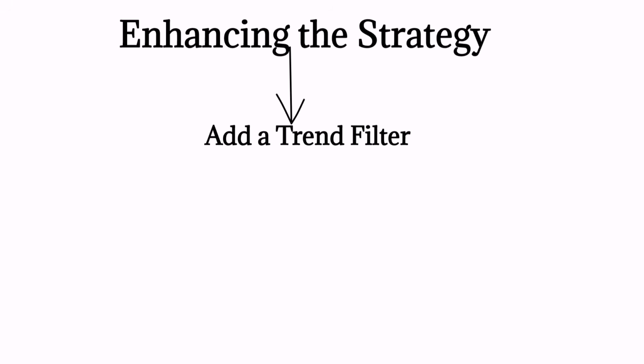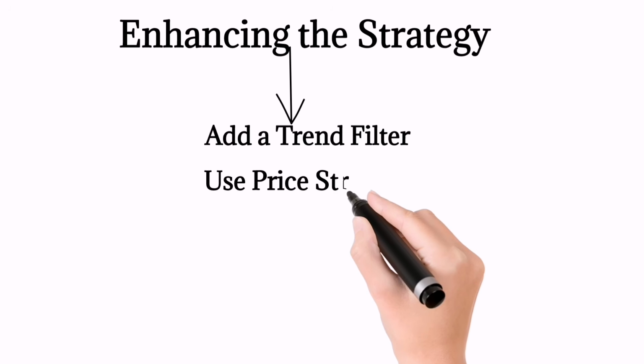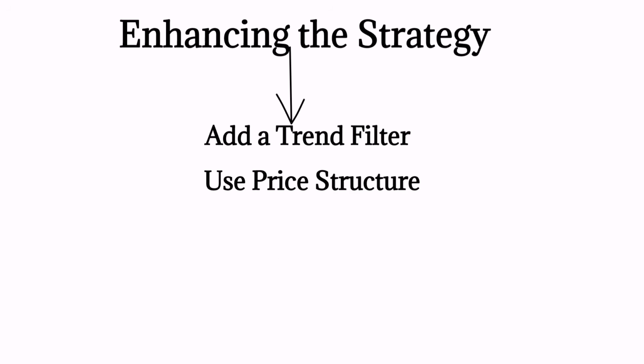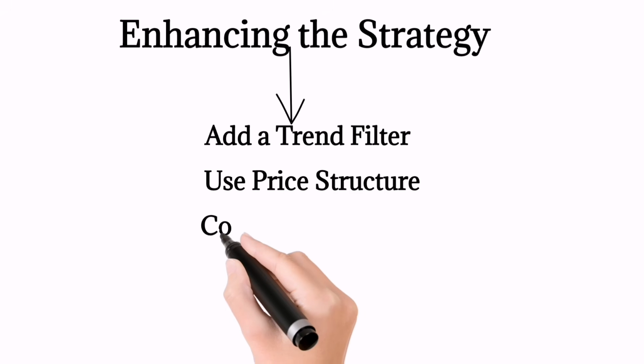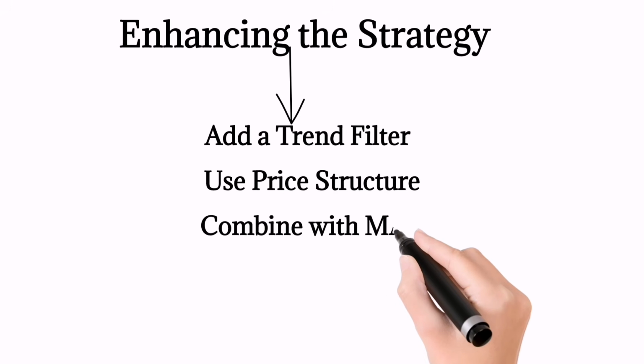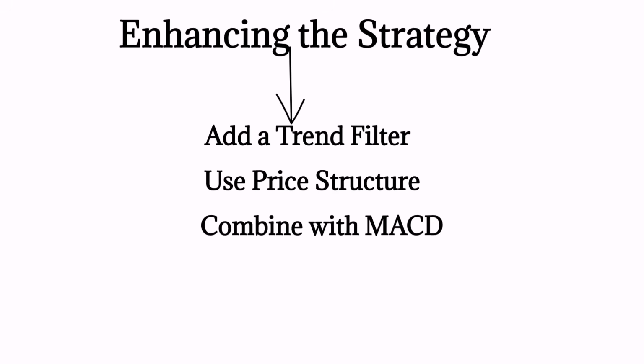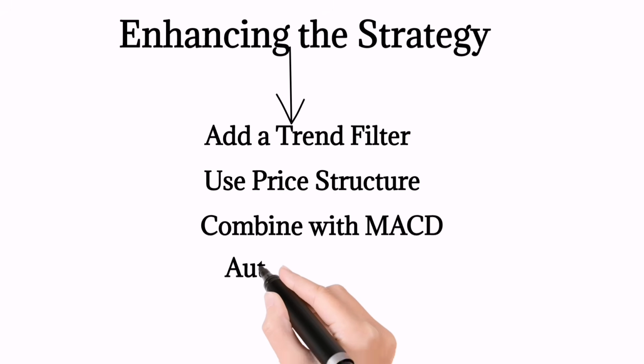Use price structure. Draw simple support and resistance boxes. Enter only when a cross lines up with a fresh break of structure. Confluence increases win rate. Combine with MACD: MACD crossing its zero line in the trade direction the same week amplifies conviction.